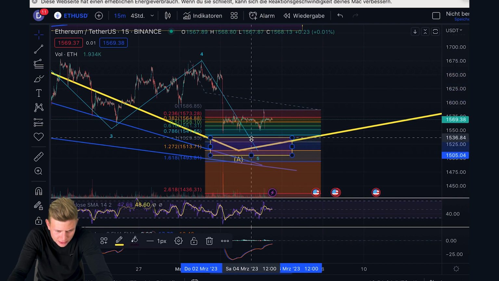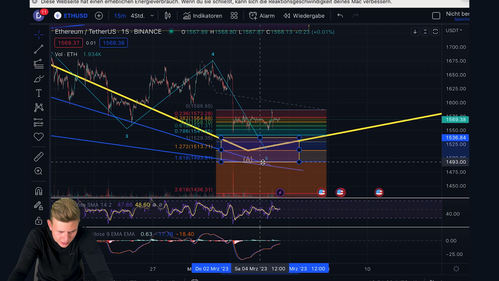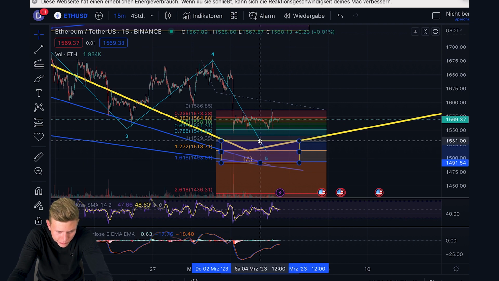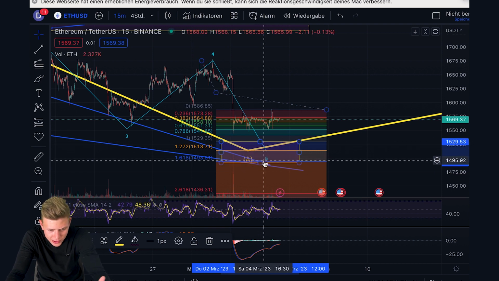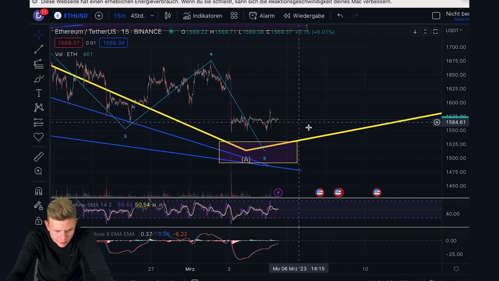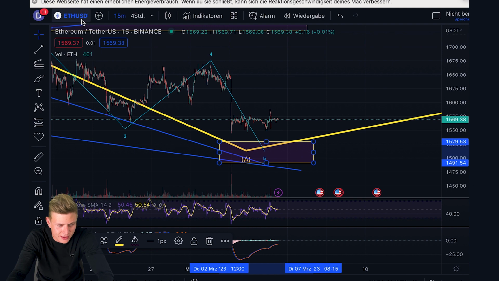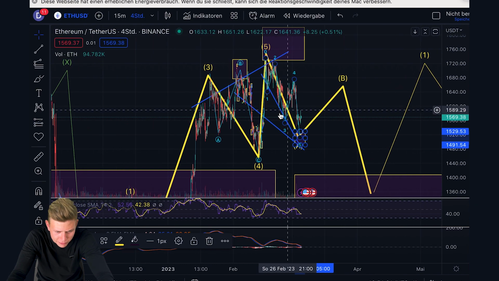I even need to set it a little bit higher. The target area is between the 100% extension and the 1.618 extension of the 1st wave. So in between the 1530 and the 1493 US dollars, I expect the turnaround towards the upside. So there, as you can see, one last leg is missing. Then there should be a huge bounce towards the upside, but I won't trade it here for Ethereum.